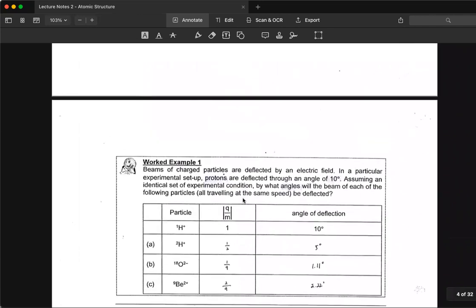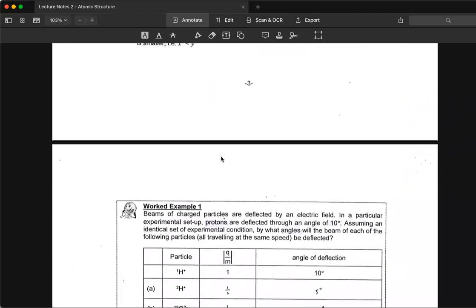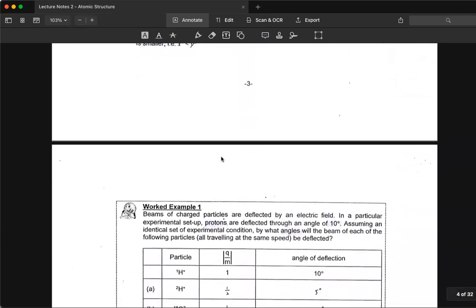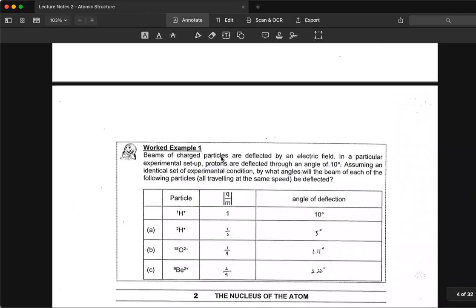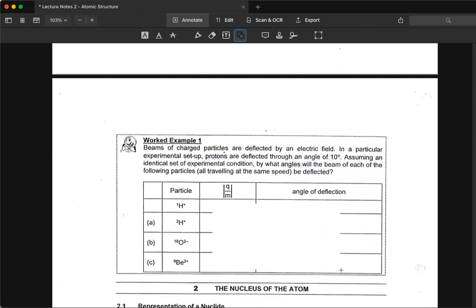Now, this is a simple worked example. You can pause this video and try to do it yourself before checking the answer.